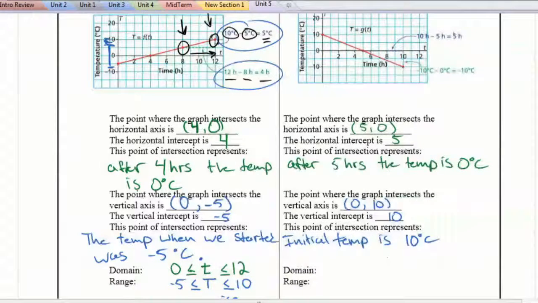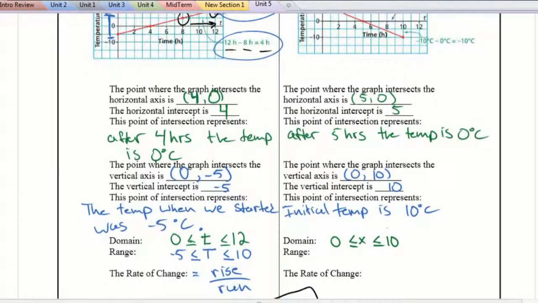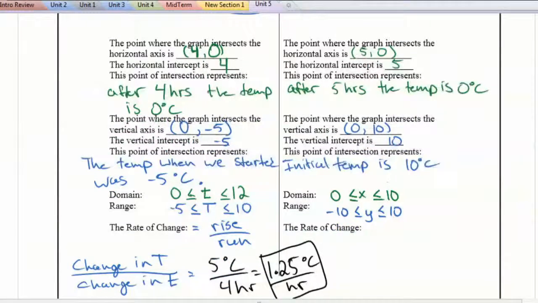The domain, what x values are we using? What's the smallest x and the largest x? So smallest x value is 0, the largest is 10. My x's are all between 0 and 10. And then my y values are all between negative 10 and positive 10. So I'm going to write it like that. So hopefully you can get up to that point.